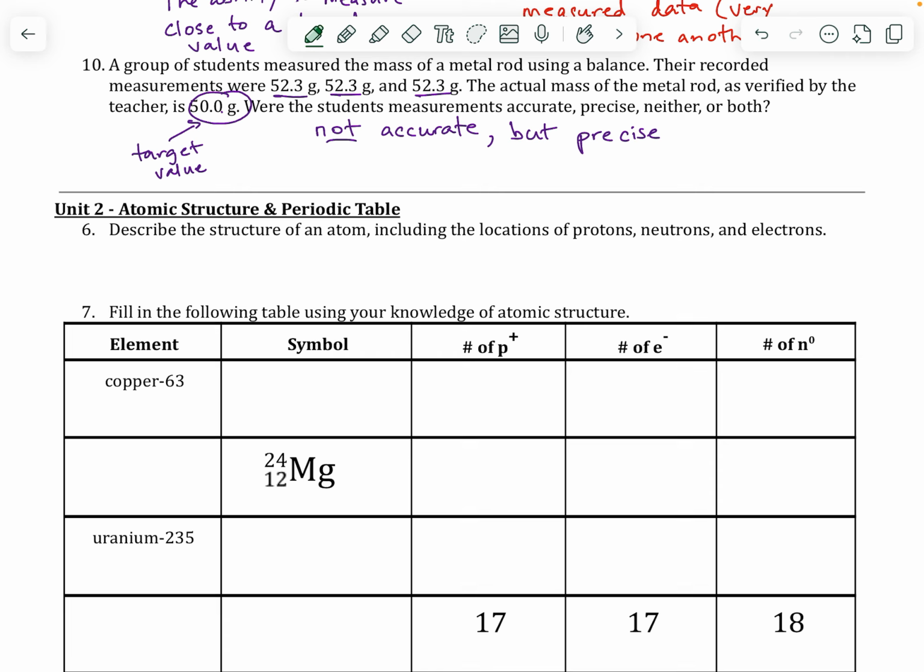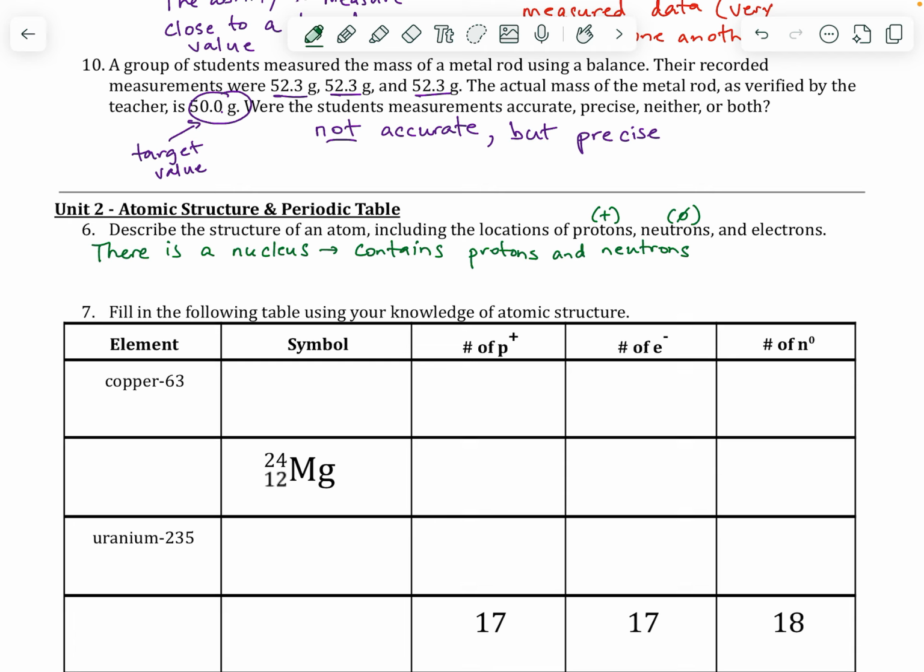And so we know that there is a nucleus, which contains protons, which are positive, and neutrons, which are neutral. All right, neutrons do not have a charge, but they do contribute to the mass because they are in the nucleus, tightly bound.